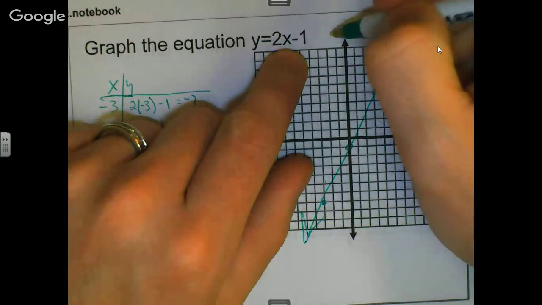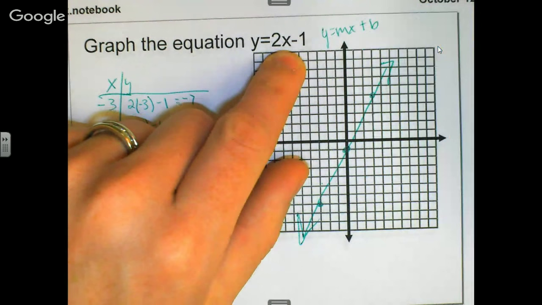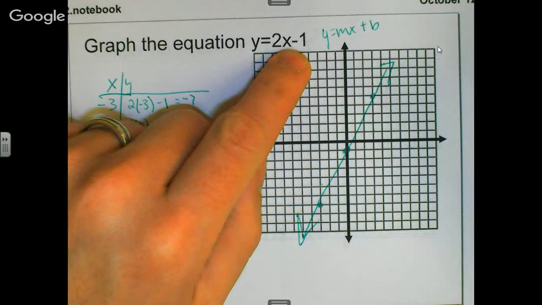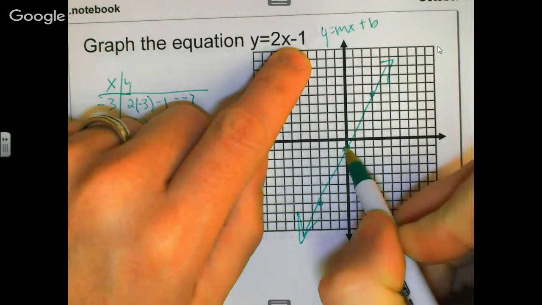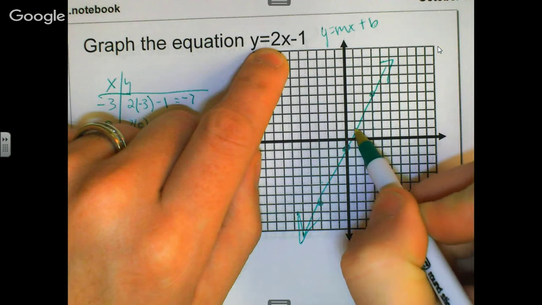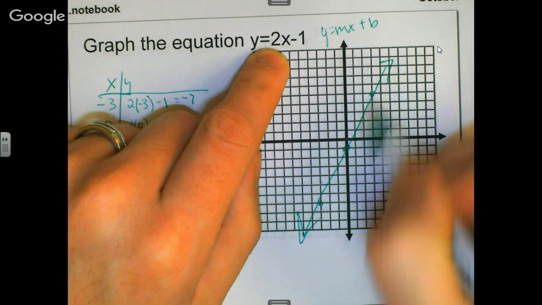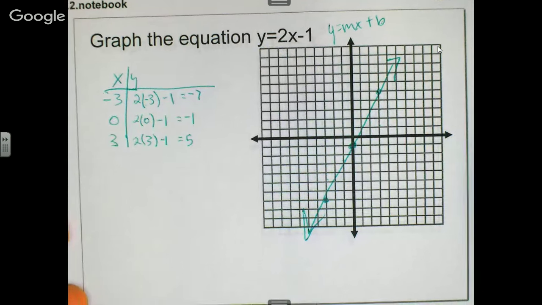But you can also see that this is y equals mx plus b, which is a line. Another way we can graph it is just knowing the parent function. We start at b, which is my y-intercept, and I use the slope, which is 2 over 1, so up 2, right 1, up 2, right 1, up 2, right 1, or I can go down 2, left 1, and get those points.